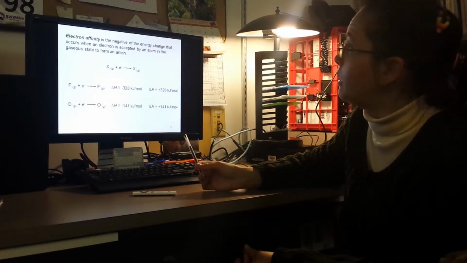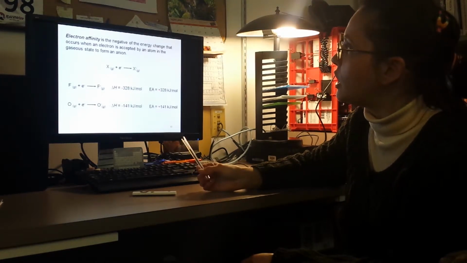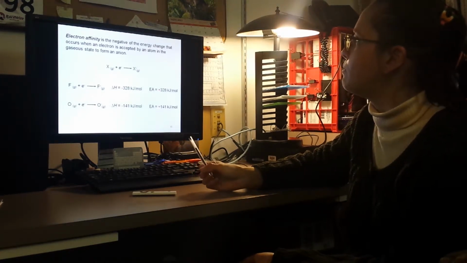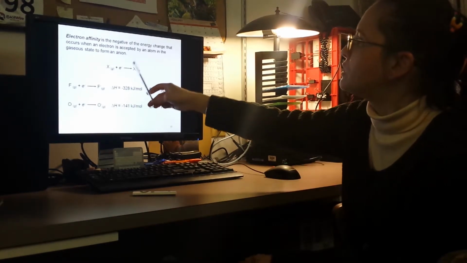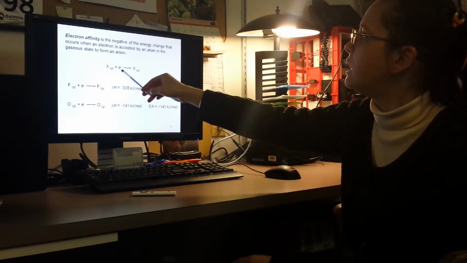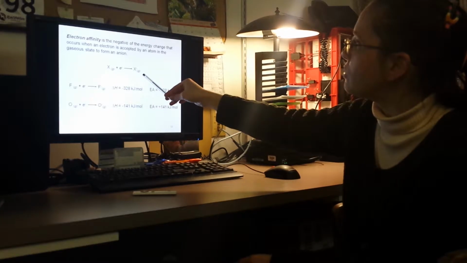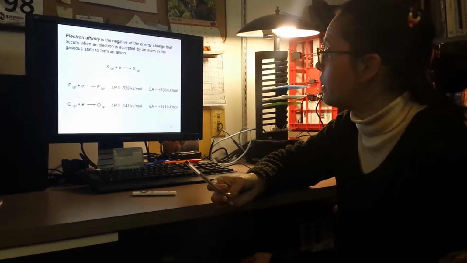We also need to talk about electron affinity. This is the negative of the energy change that occurs when an electron is accepted by an atom in the gaseous state to form an anion. So for example, here we have some X in the gaseous state and an electron, and it's going to accept this electron. So we're talking about how much does it actually want to take on that other electron.